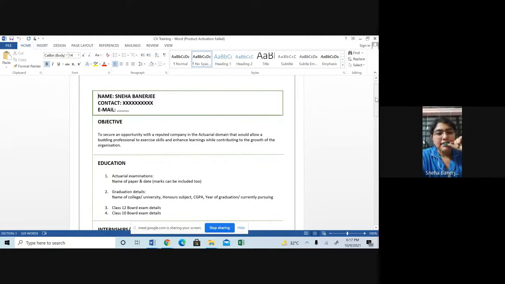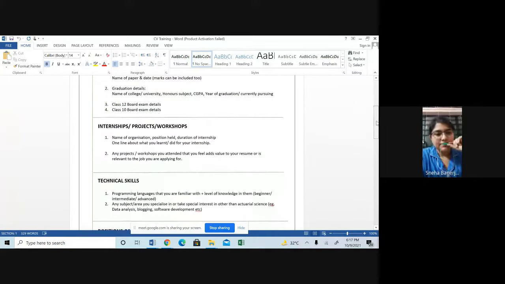Going ahead, could you scroll up? Yeah, so the next segment, as you can see, I have labeled it as internship / projects / workshops. But when you design your resume, you are not going to do it this way. You have to write either internships only, or internships and workshops, or just internships and projects, based on what you include in the content segment.